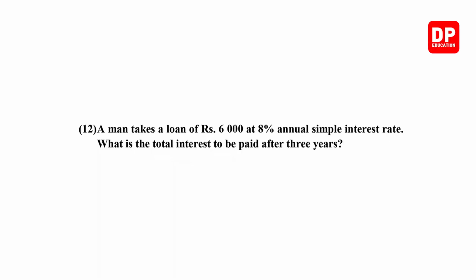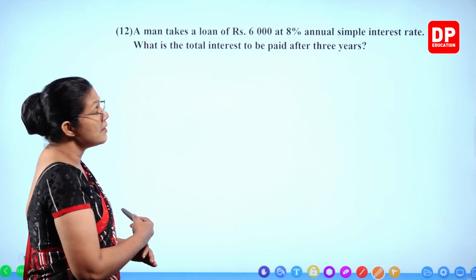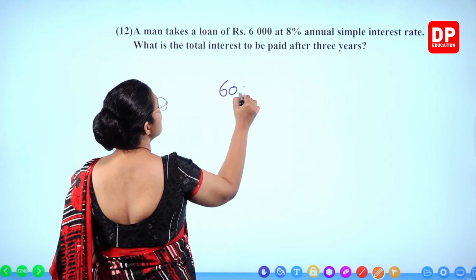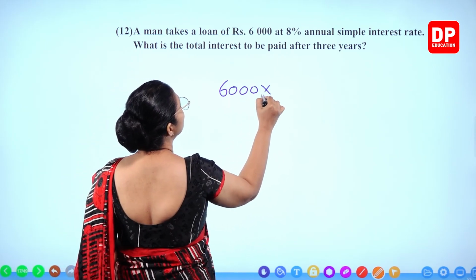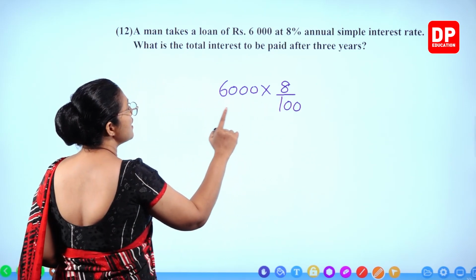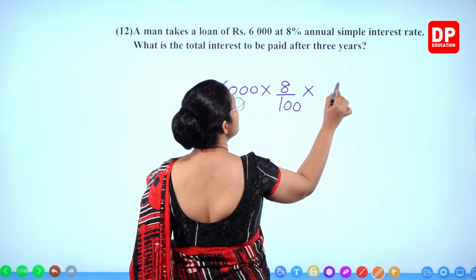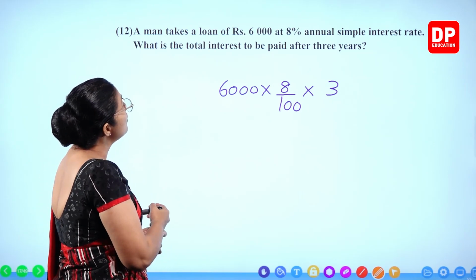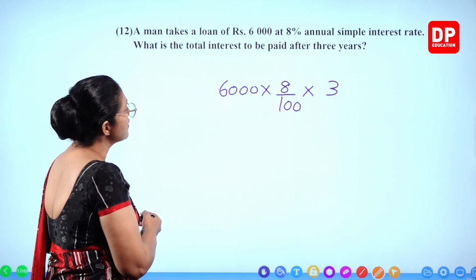Question number 12. A man takes a loan of 6,000 rupees at 8% annual simple interest rate. What is the total interest to be paid after 3 years? So this is simple interest. So first find out the interest per year. 6,000 into 8 over 100. This is for 1 year. So for 3 years, you have to multiply by 3. You need only the interest, total interest.